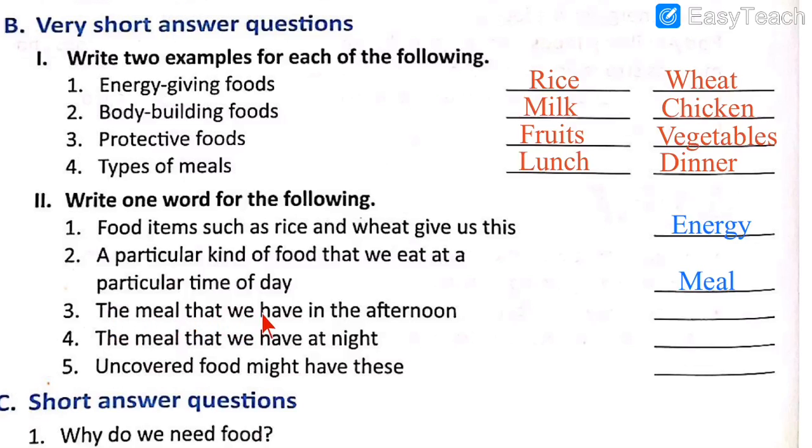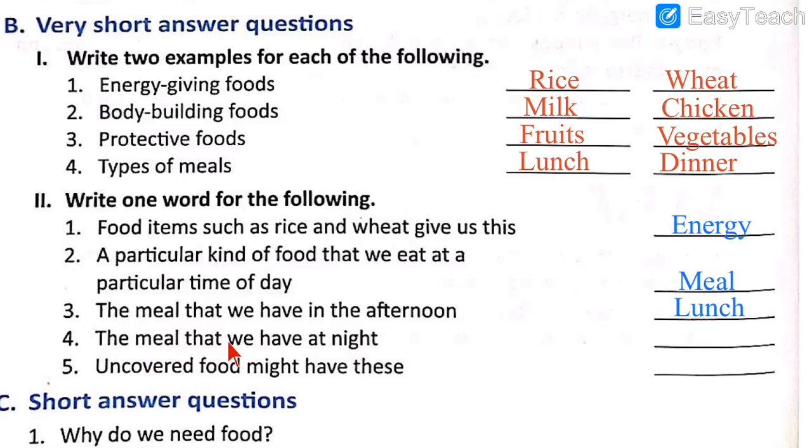Number 3, the meal that we have in the afternoon. Which meal do we have in the afternoon? From those 3 you have to select one: breakfast, lunch or dinner. It is very easy. You all know that in the afternoon, around 1 o'clock, we have our lunch. Most of the time you are in school in the afternoon, when the regular school is going on. At that time you bring your lunch and have it in the recess time.